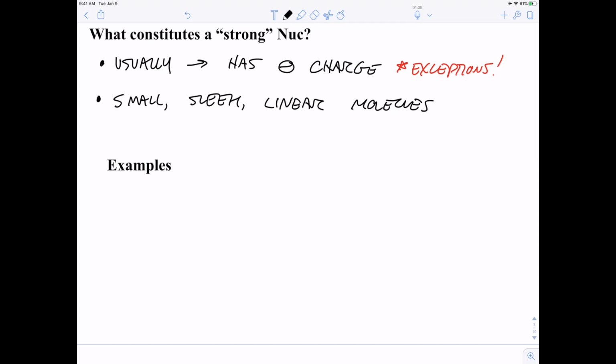One of the examples that we will see a little bit more coming up in the last part of the semester here are any kind of R minus, right? So that's carbon-based groups with a negative charge on them. Things like Grignards or organolithium things, but only as long as they're not bulky.